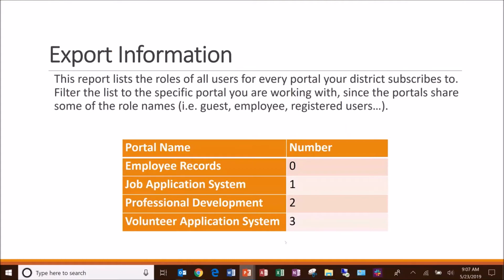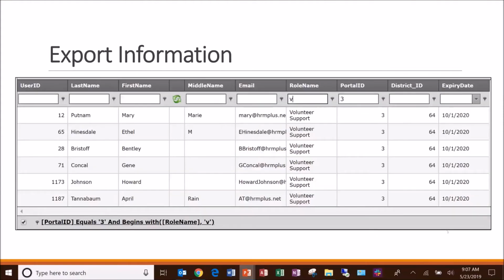The reason I point that out is on the portals, a lot of the roles are similar, or they share the same name. Because on volunteer, we have an HR admin role. We also have an HR admin role on the job application system. There's an employee role on all 4 of the portals. There's a guest role on all 4, and so on. So it's important to be able to filter to the portal you're specifically interested in looking at. So I hope that makes sense. If not, feel free to chime in and say, slow down.